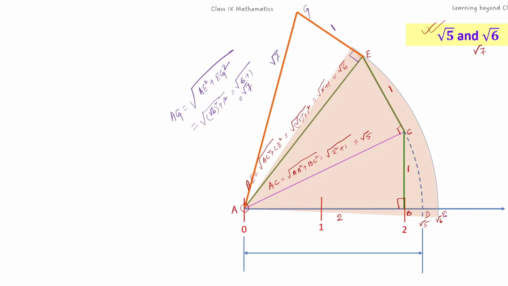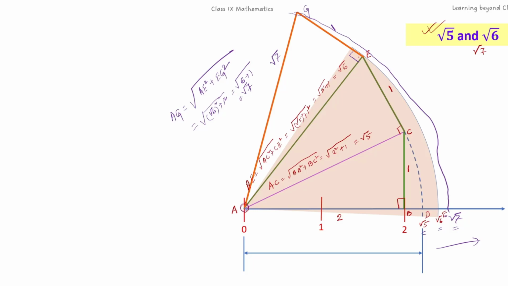So we can draw the arc. Take A as the center and draw an arc with radius AG. If we take the radius AG, then you have to draw an arc somewhere here, and you will get root 7. So you see here we have root 5, root 6, root 7. This way we can represent any irrational number like root 5, root 6, root 7, then root 10, etc.